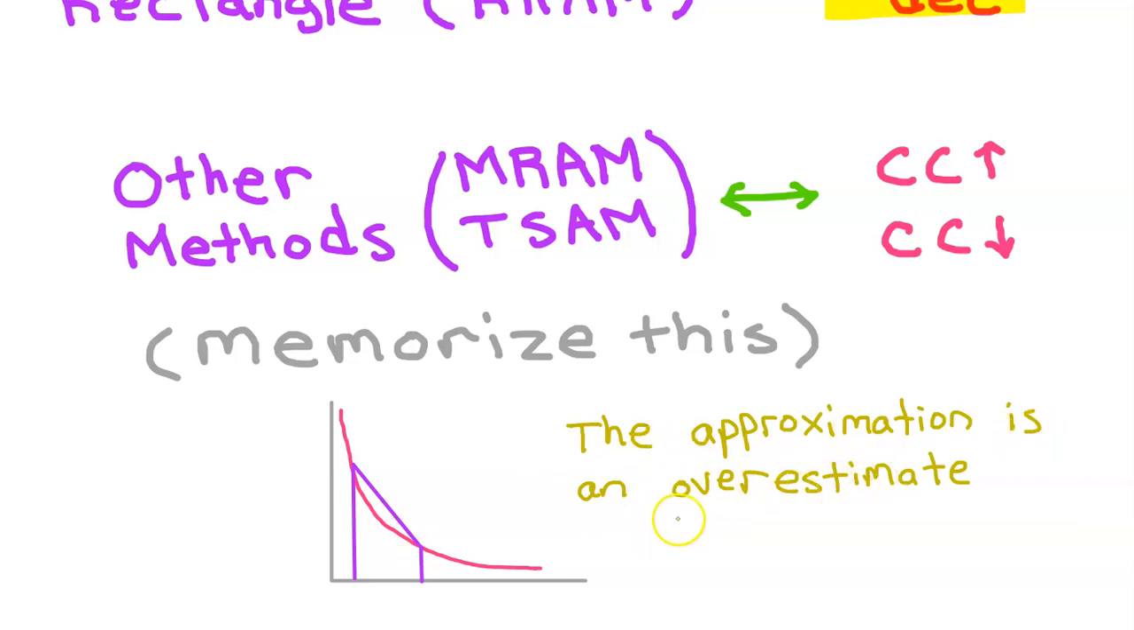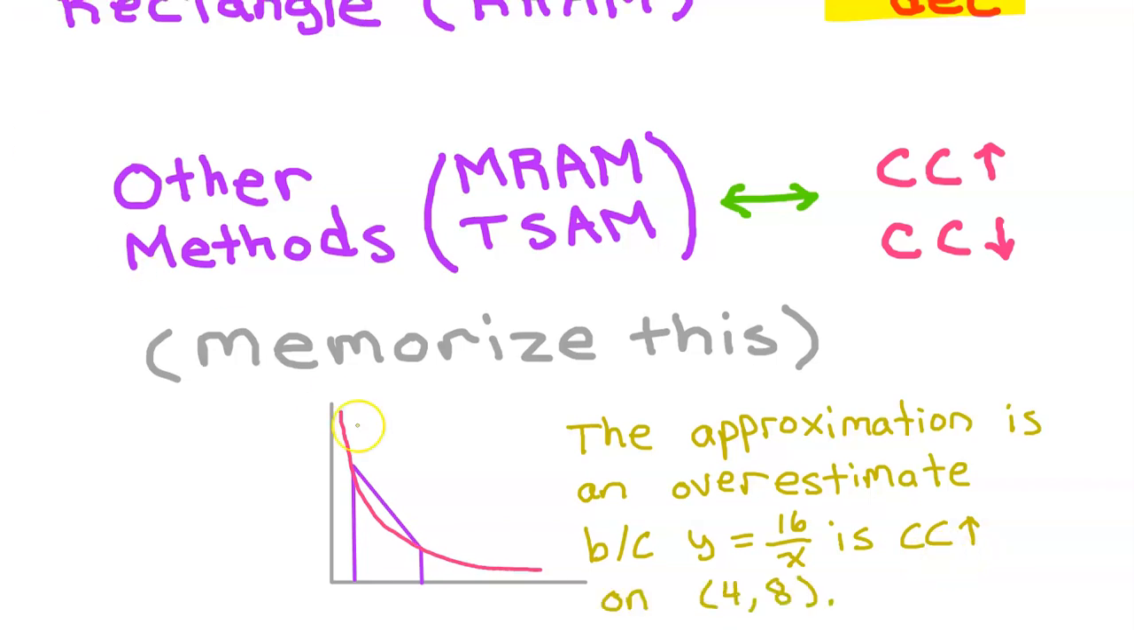But in our justification, we won't say anything about the fact that it is decreasing. Our justification would be because y equals 16 over x is concave up. Actually, I shouldn't just say concave up. I should say concave up on the interval from 4 to 8.